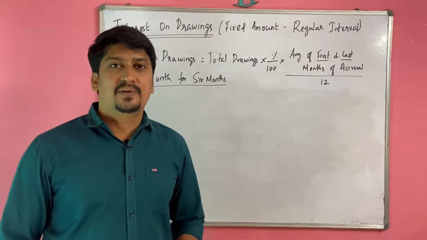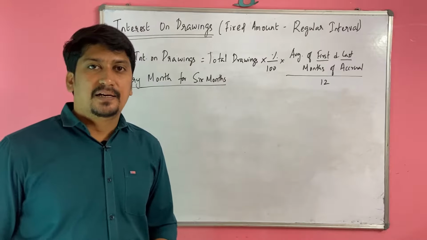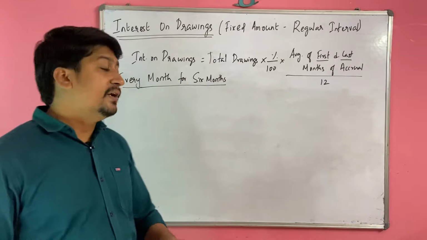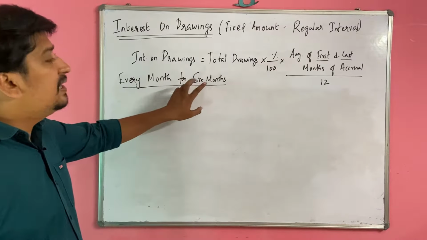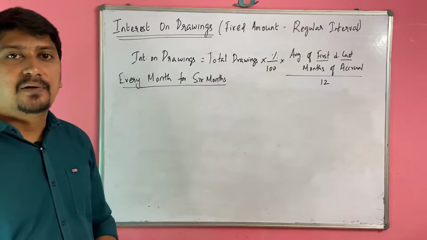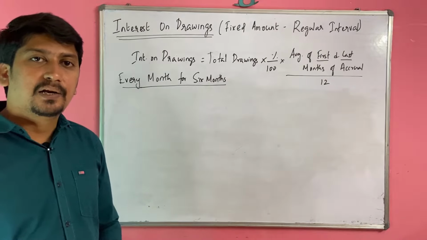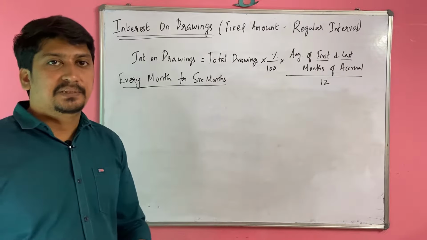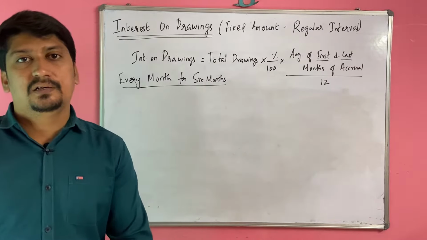In this video, we are going to discuss when a partner draws a fixed amount in the beginning, middle and at the end of every month for only 6 months. Here it means that either the accounting period is 6 months or the partner draws only for 6 months. So let's take any 6 months, the first 6 months or next 6 months.